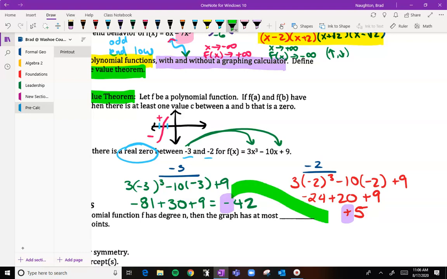So as we can see right here, there is a sign change. Because there is a sign change, we have verified that there is indeed a 0 in between those two values. Do we know what it is? Not by this theorem. The intermediate value theorem is just saying, hey, there's a sign change. There must be a zero there. All right.